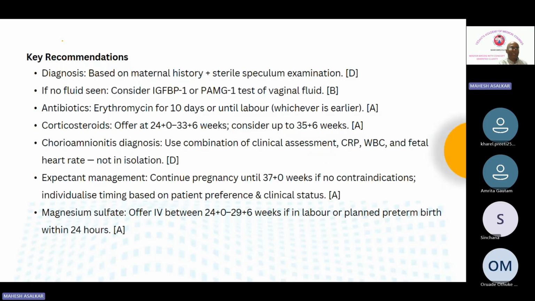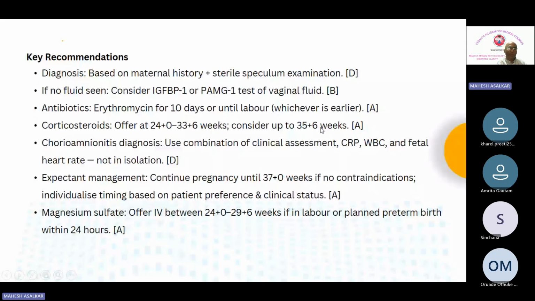Same thing, they have discussed sterile speculum examination. If there is no pooling, we'll go for IGFBP-1 or PAMG-1. Antibiotic of choice, erythromycin 10 days or until labor. Then corticosteroids 24 to 33.6. Here there is a little difference, they have mentioned 26 to 33.6. We'll see those in a subsequent slide. Again, consider between 34 up to 35.6.